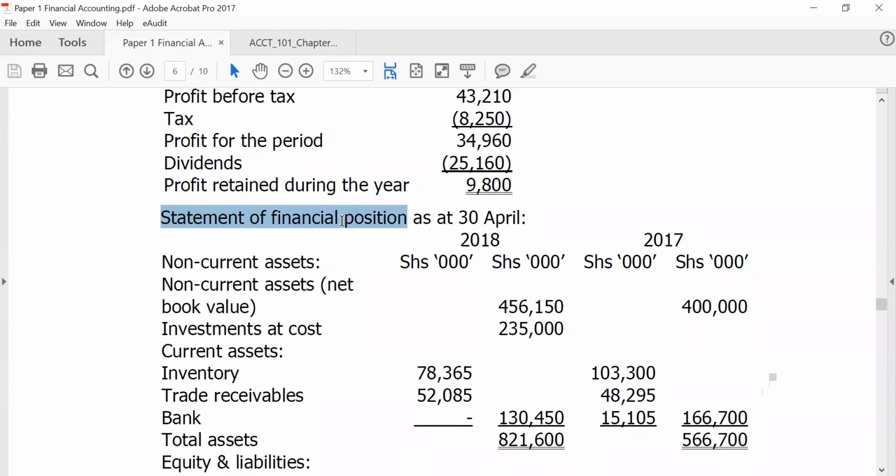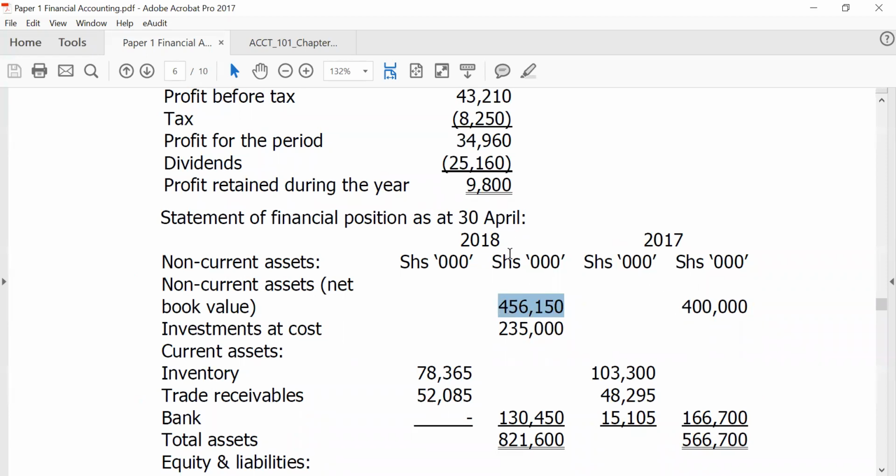Now we go ahead to also be given our statement of financial position, which is at 30th April. So we have our non-current assets. Now, one of the things that we're going to appreciate here with cash flow statements is that they give us two periods. So they have given us 2018 and 2017. So there's movement between these figures. We can see that they started, for example, for non-current assets, with 400,000, but they now have 150.